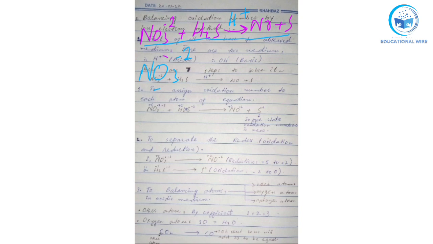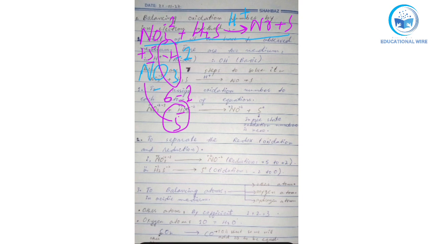We know that the oxidation number of oxygen is minus 2, so we write minus 2 over here. Minus 2 multiplied by 3 is minus 6. After that, 6 is here, 1 is the charge. When we do 6 minus 1, 5 remains. So 5 is remaining, which means nitrogen has a plus 5 oxidation number.